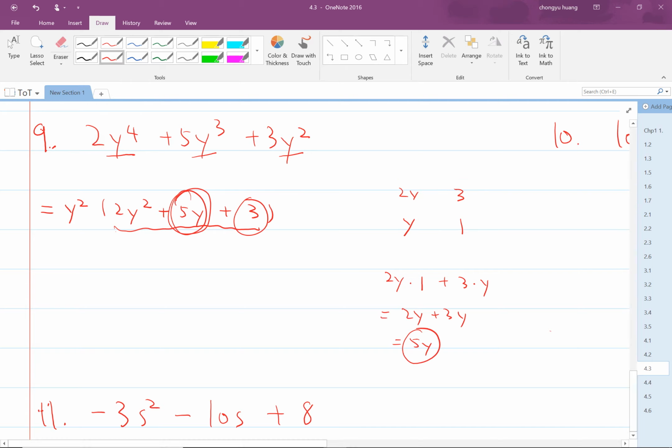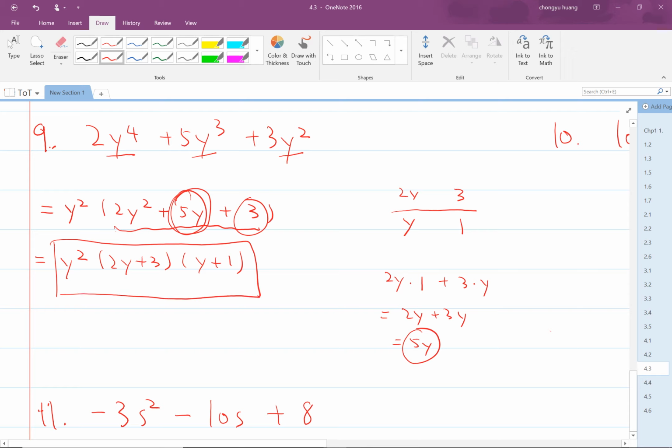So you draw a line between it, and then we write down the solution. The solution over here is 2y plus 3 and then y plus 1. So we finished the full factoring, and this will be the final solution of it.